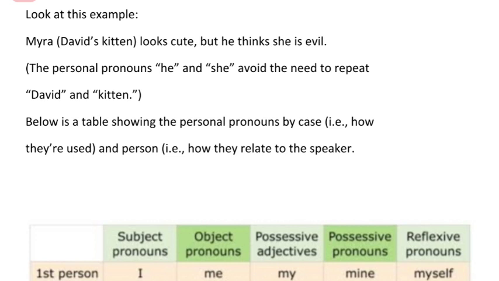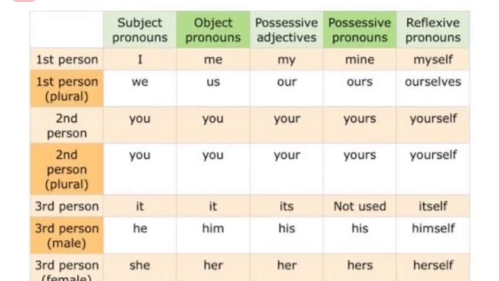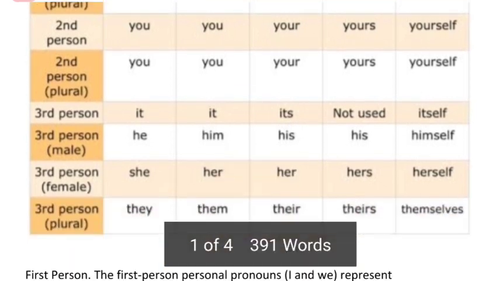Below is a table showing the personal pronouns by case, that is, how they are used and how they relate to the speaker. Now look at this table. This table shows the personal pronouns used as singular and plural and as different persons: first, second and third person. It also shows the different cases of the pronouns. Let us understand it one by one.